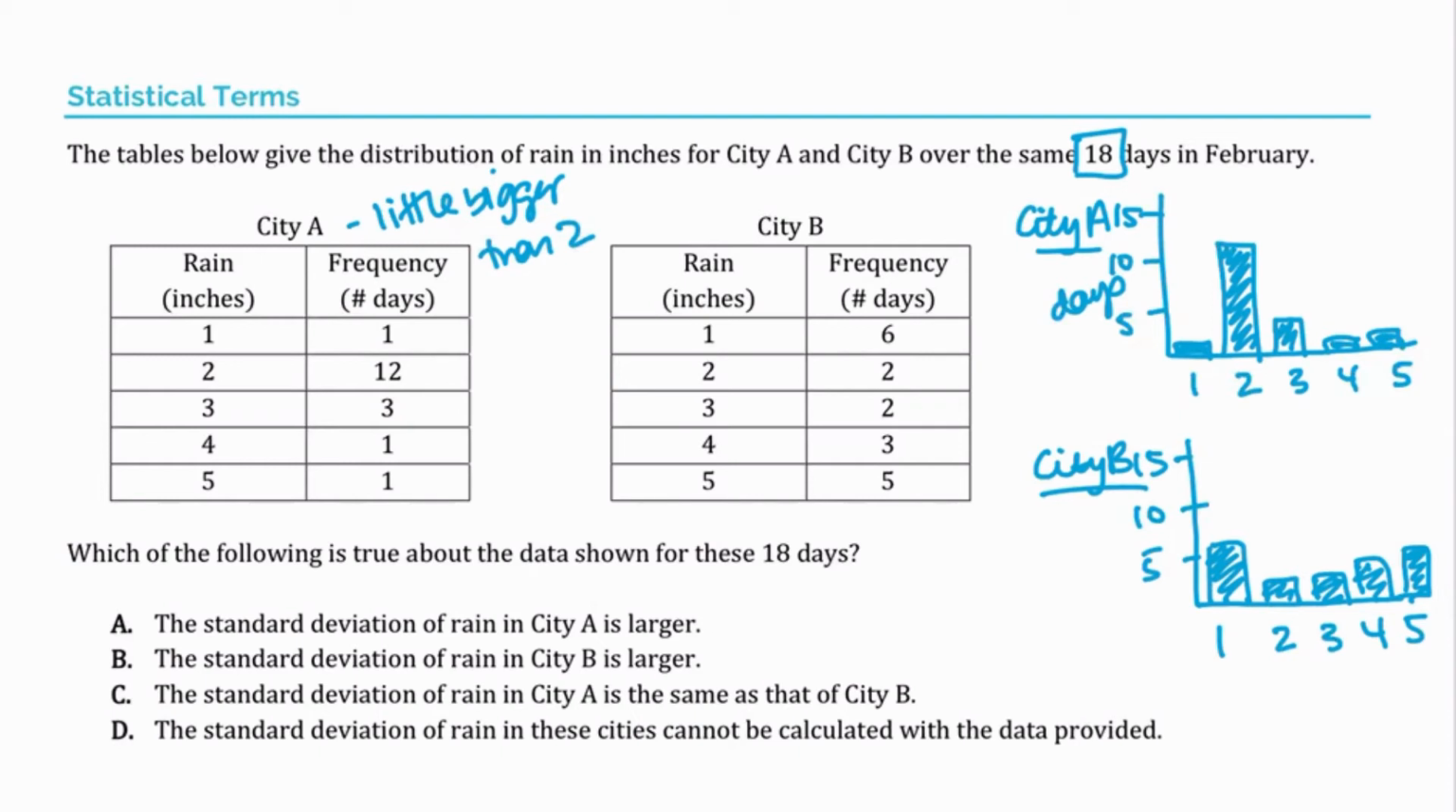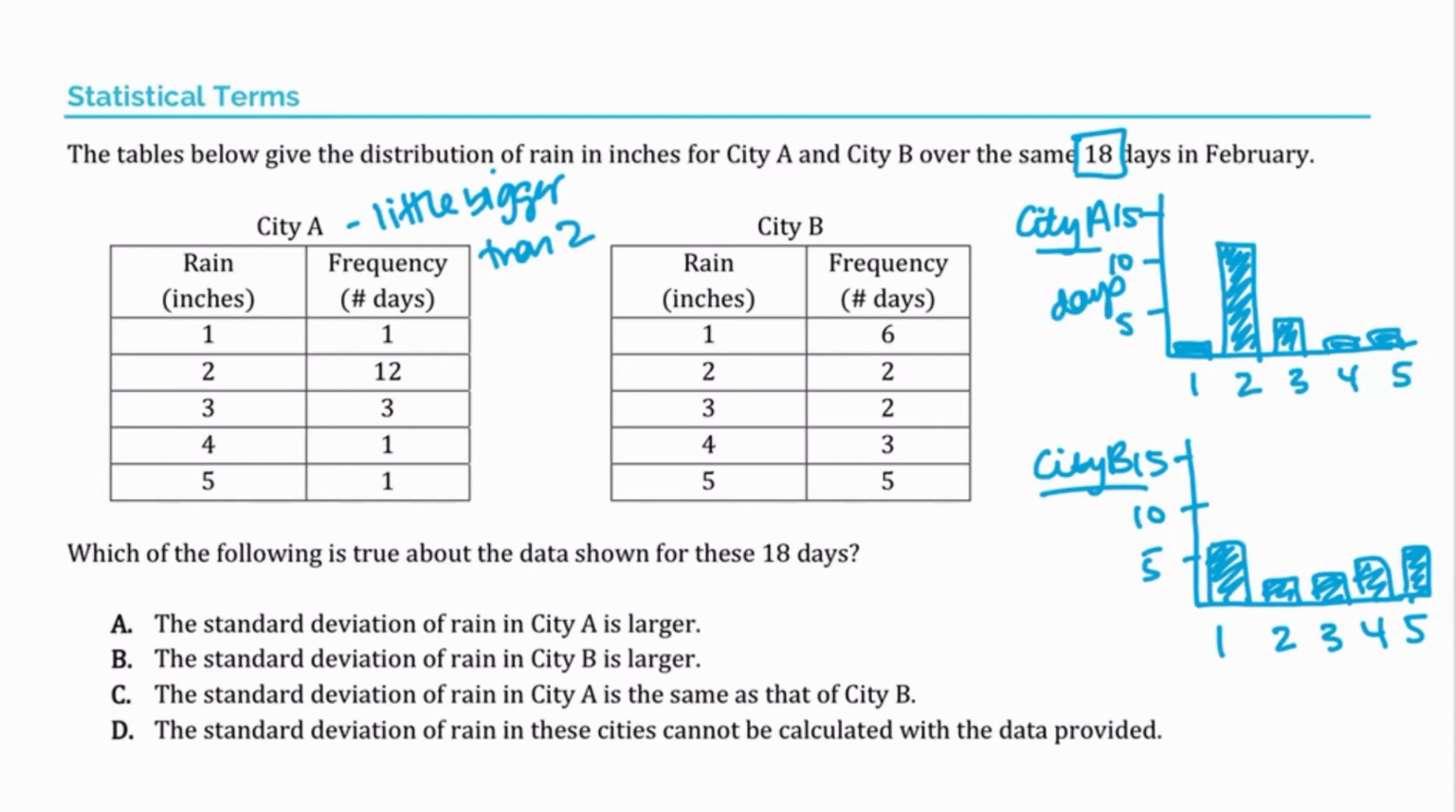hopefully what you can see here is that for city B, the numbers are way more spread out, right? We don't have 12 out of 18 values that are all the same, a 2. They're much more spread out. We've got 6 at one end with the 1, we've got 5 at the other, and then it does more of a U shape than it does having that strong peak.